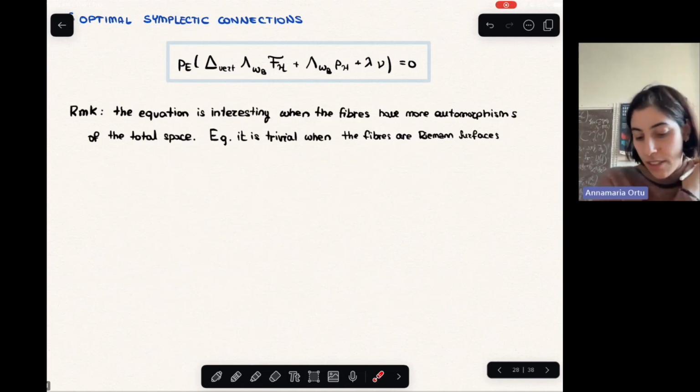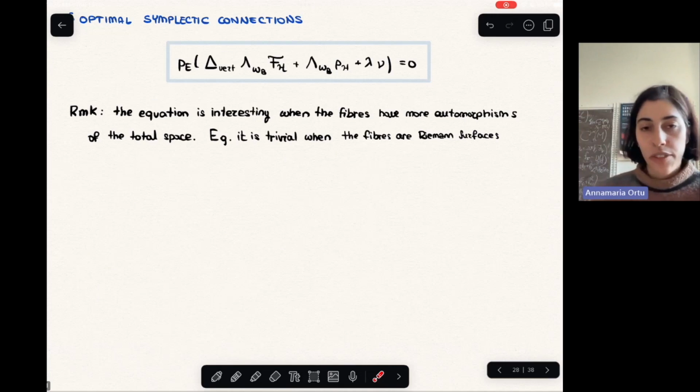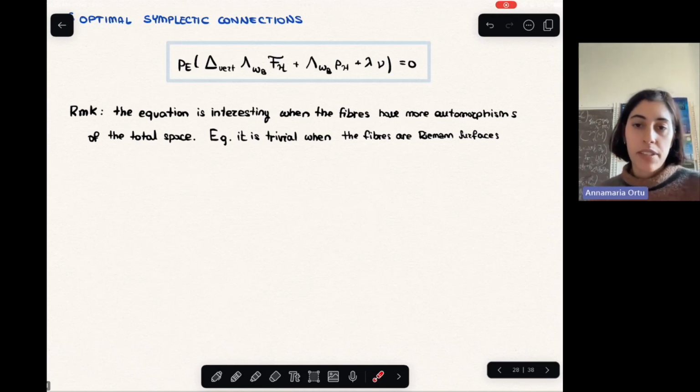And also, yes, remark that this equation is interesting, or at least it makes more sense when the fibers have more automorphisms than the total space. And so, for example, it is trivial when the fibers are Riemann surfaces, because Riemann surfaces have discrete automorphisms.